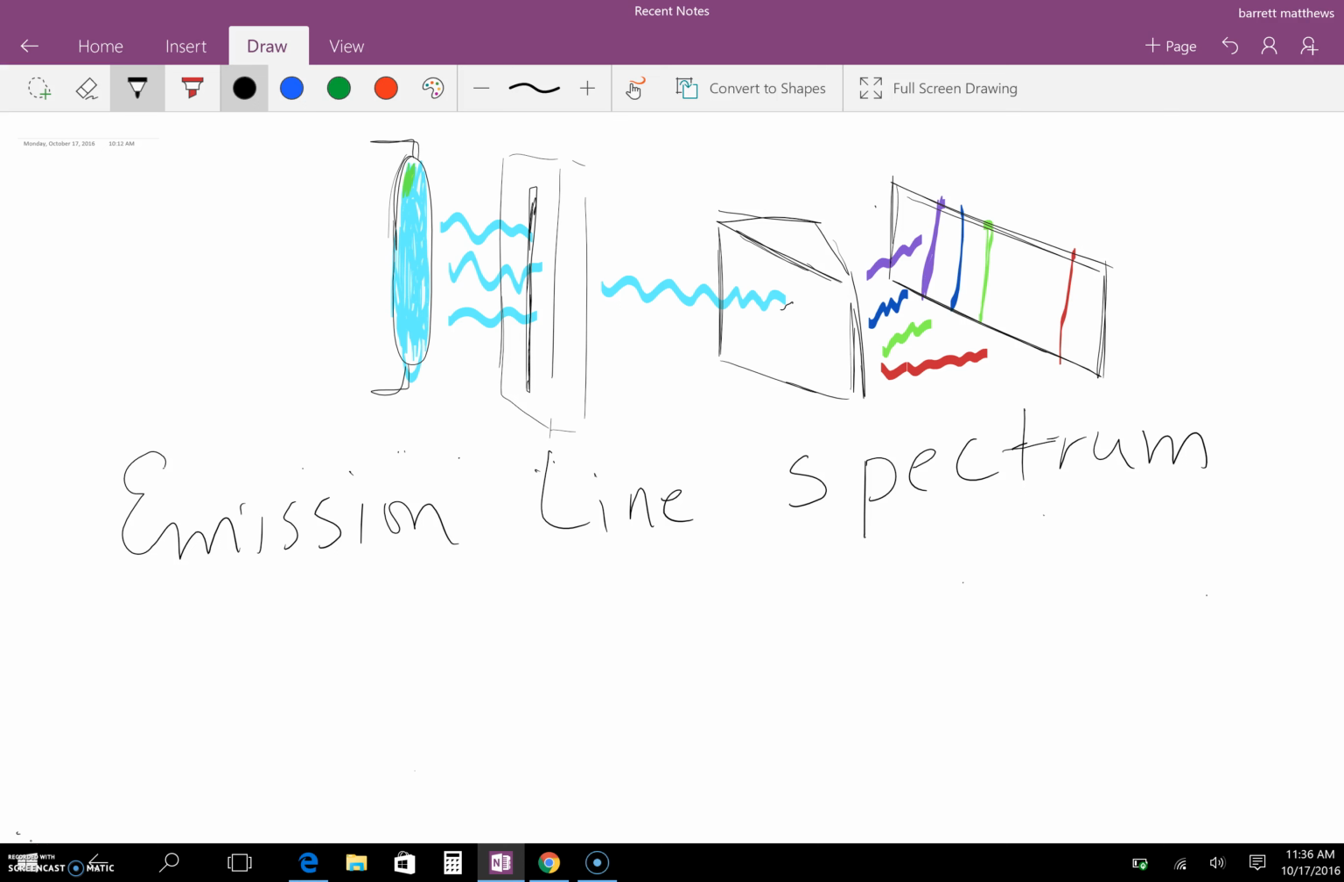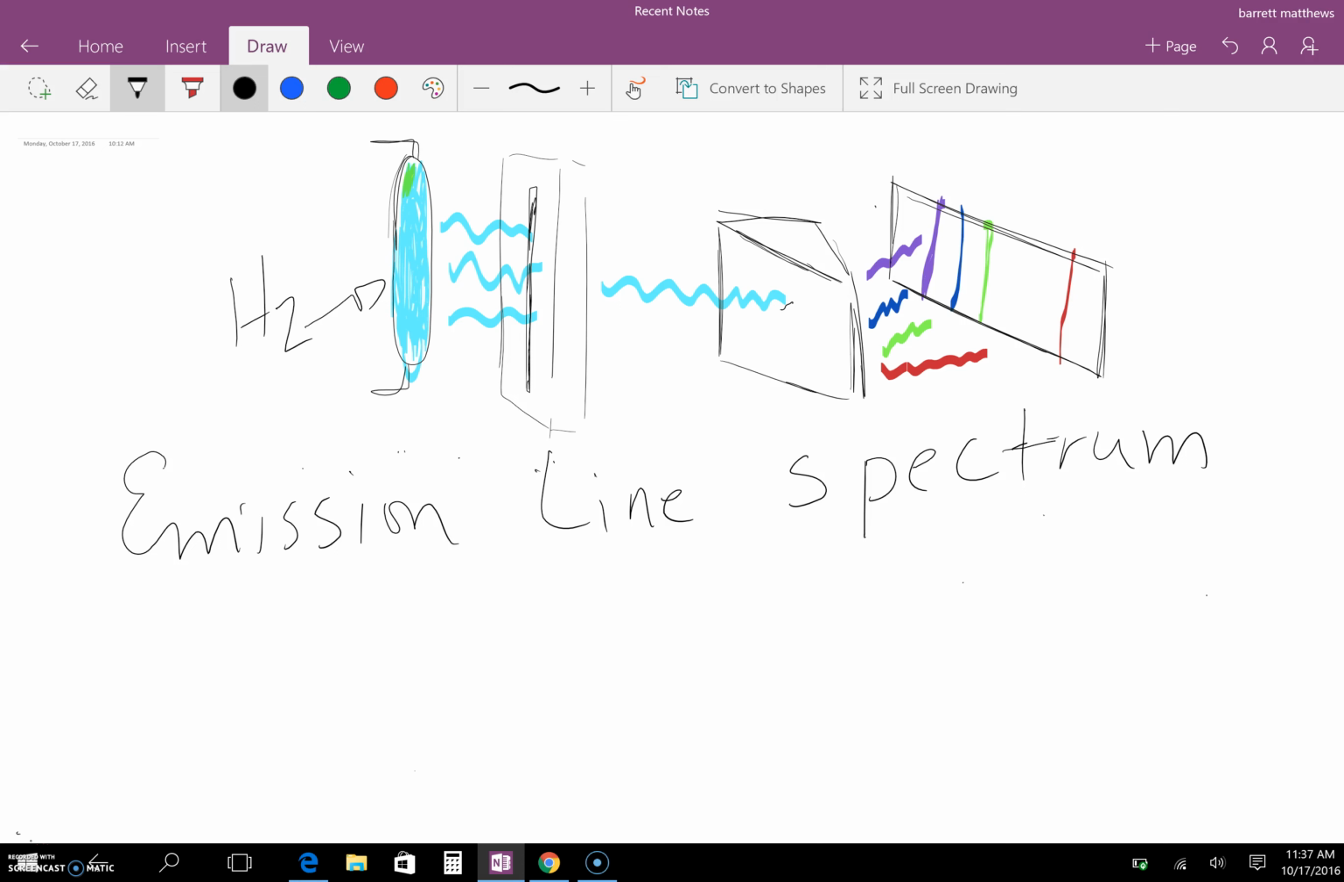Okay, so I have a little diagram here. First of all, we look and see this first thing is hydrogen gas. It's being excited by electricity and it begins to glow. As it glows, we're going to try to get a single beam out of it. So we have a slit here so that only some of the light passes through.